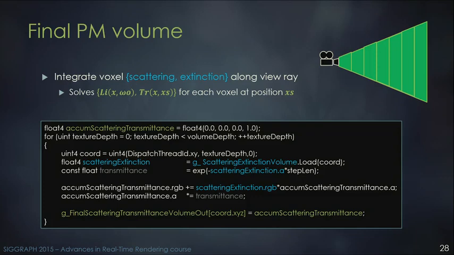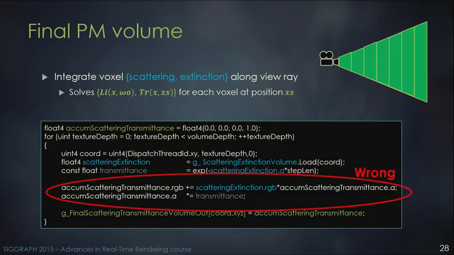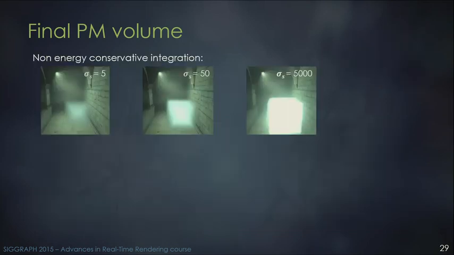So you could think that this could be a good approach, and that's the first thing we tried, but this is wrong, because you have a dependency on the absorption. So should you accumulate first extinction and combine transmittance, or is it the opposite? So in fact, this is wrong because also it's not energy conservative.